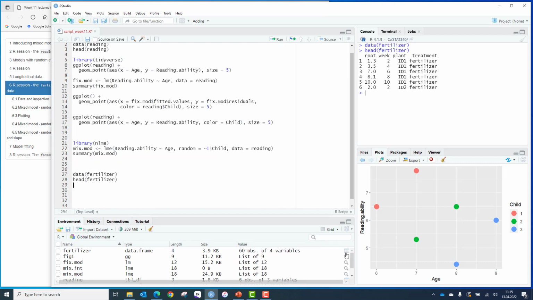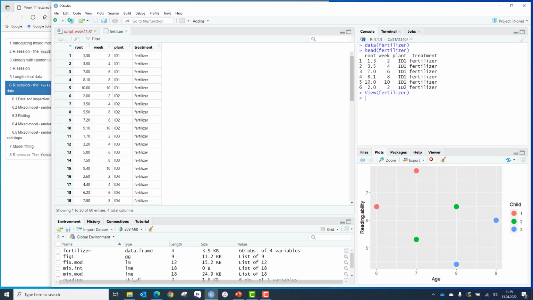If you look at the fertilizer data table, this is about measuring the length of roots of plants over time. You can see here week 2, 4, 6, 8, 10. And the third column here is indicating the plants we have measured. So this is repeated measurements over time of different plants. These first 5 measurements are from the same plant, ID1, and then the second plant here, ID2, and so on, ID3. So the levels of this factor indicate which plants we measure.